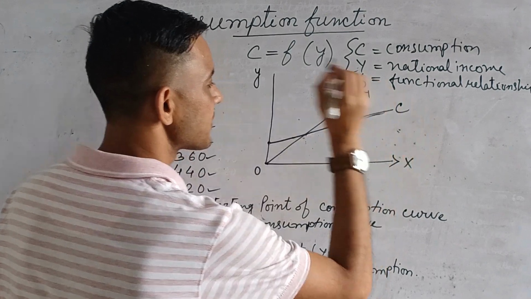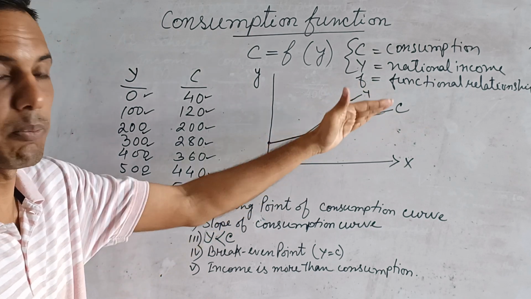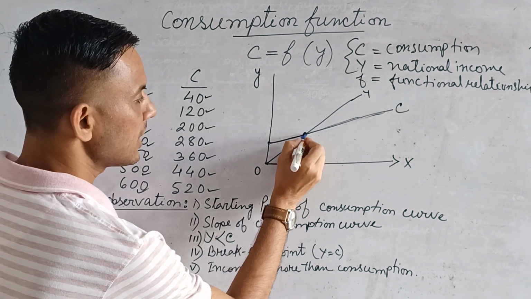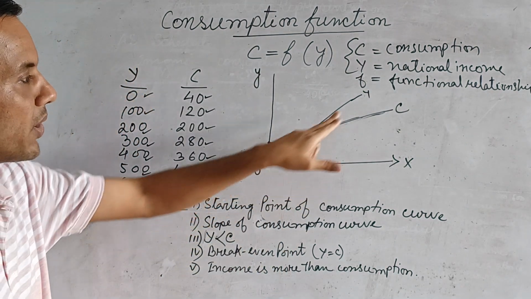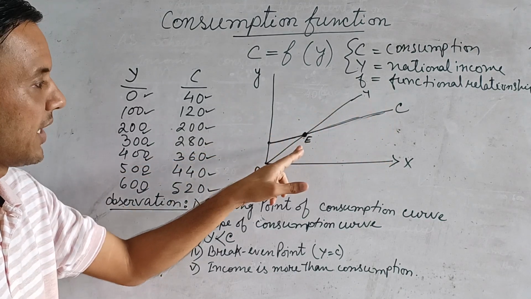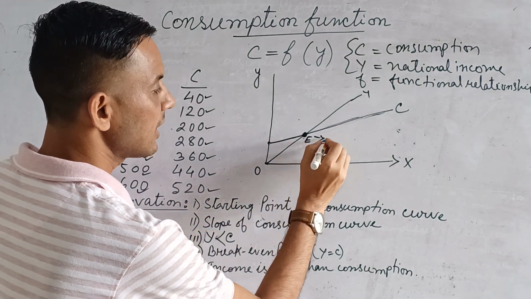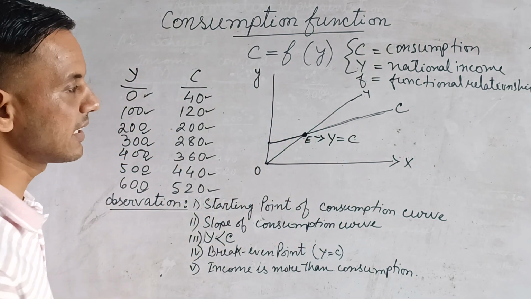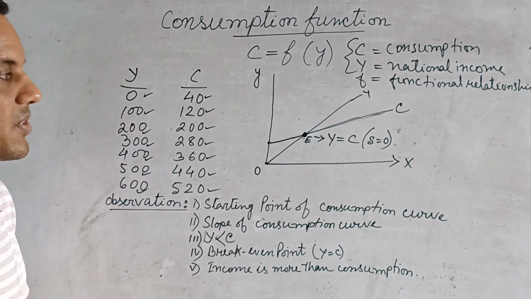Okay? See, it slopes upward, not parallel. Okay, slopes upward. So now you see here, at this point, suppose you can write E. At this point, Y and C, it means income and consumption, both intersect each other at point E. So it means at point E, Y is equal to C. If Y is equal to C, then S is equal to 0.